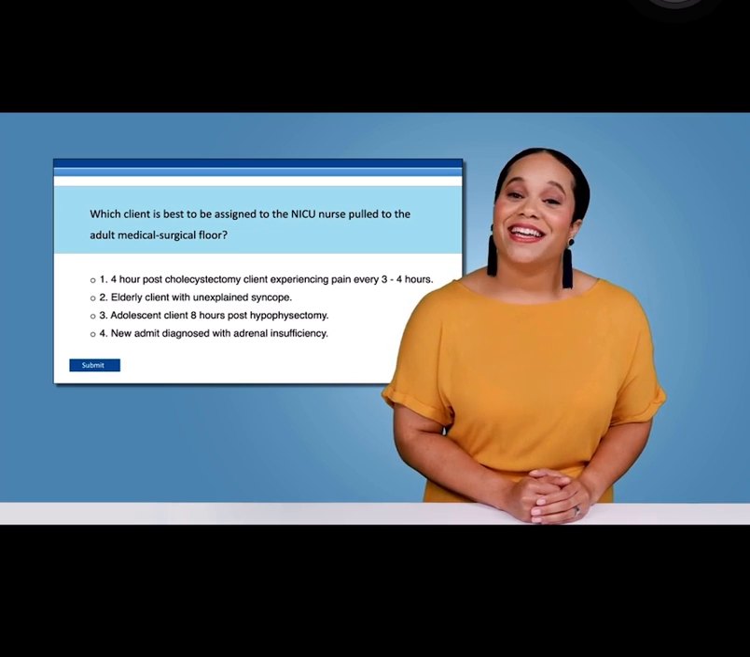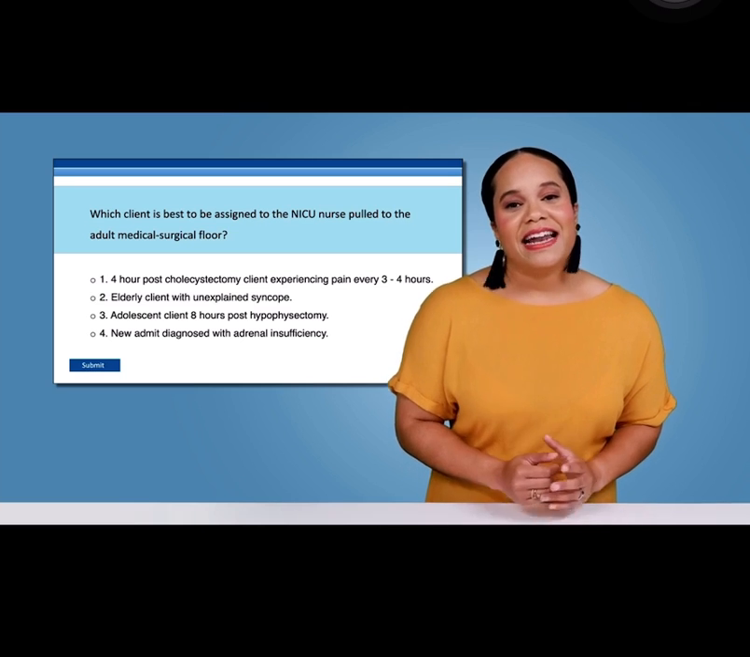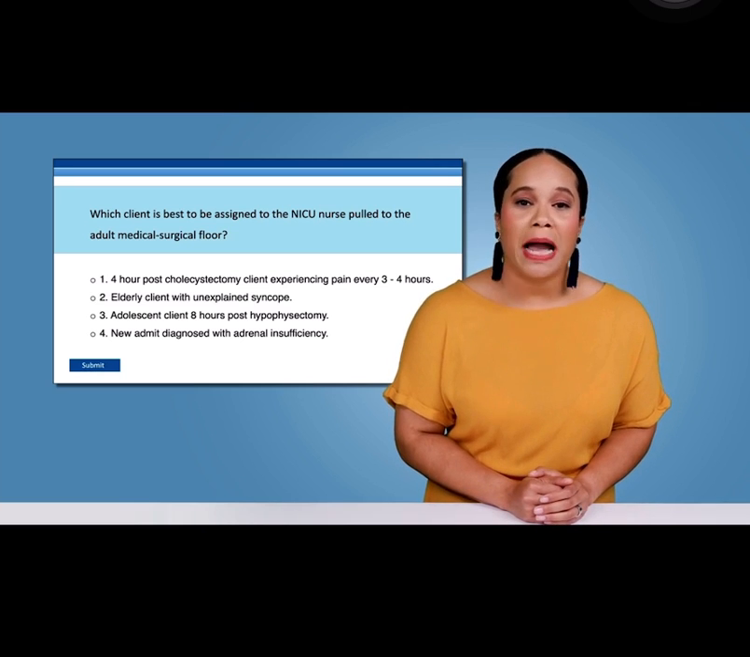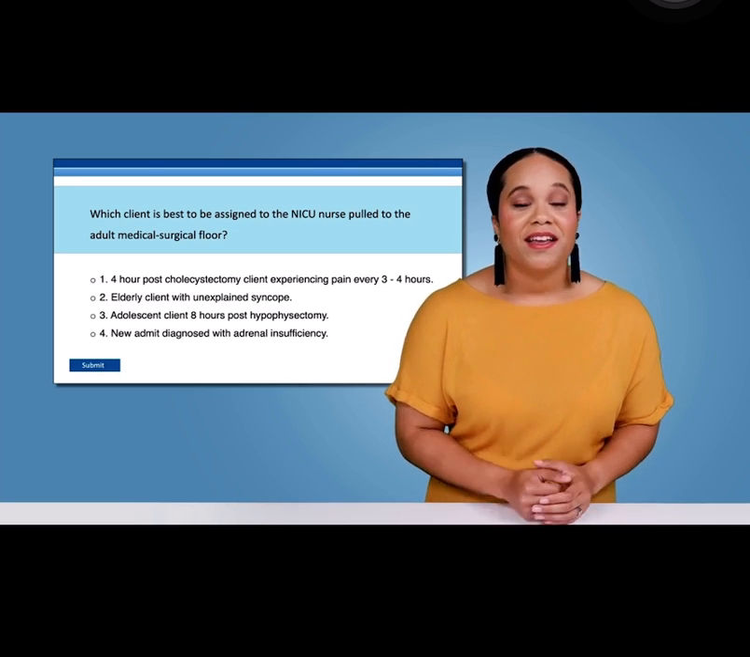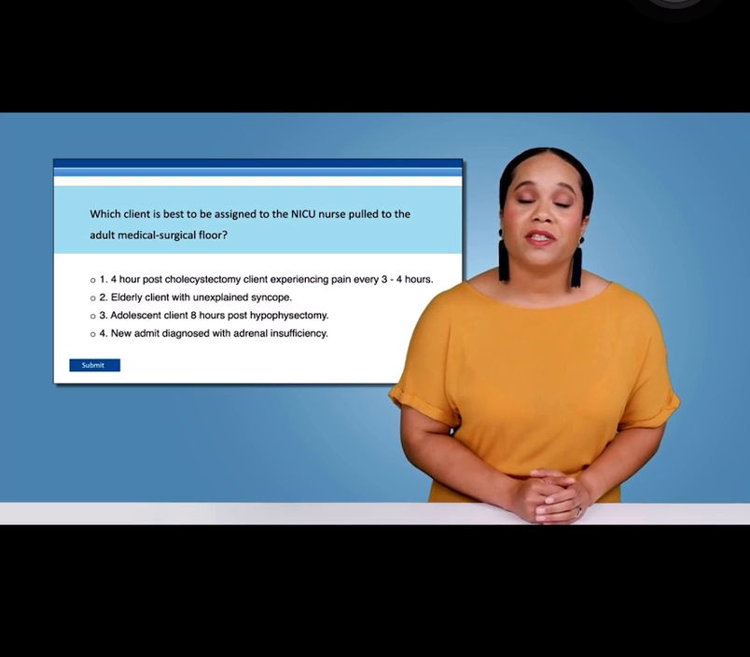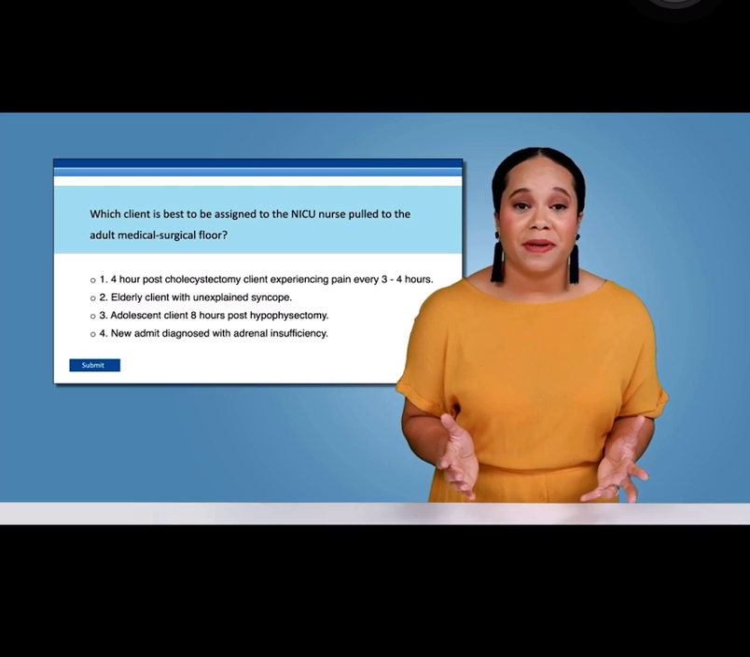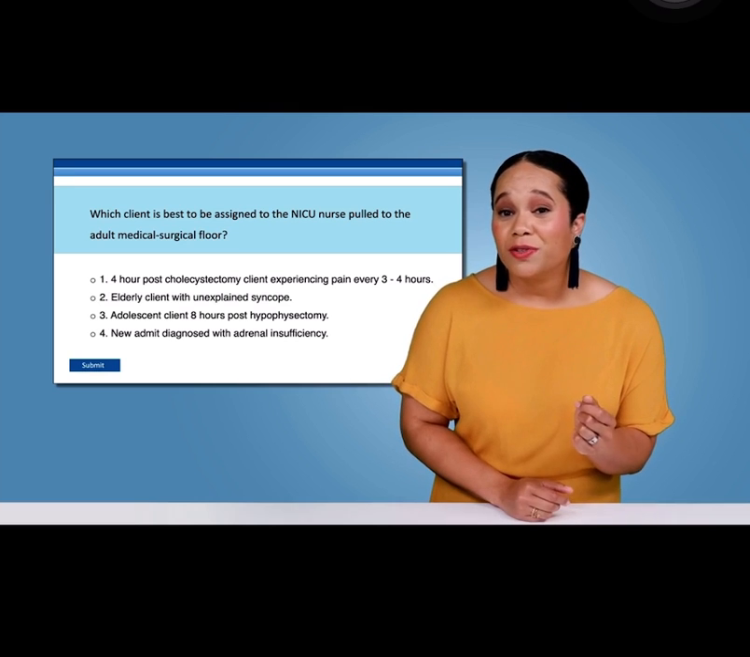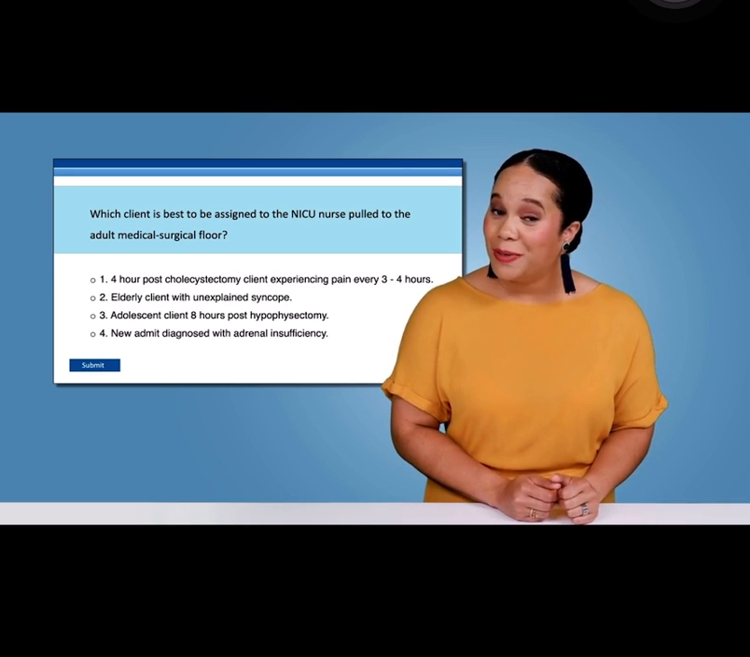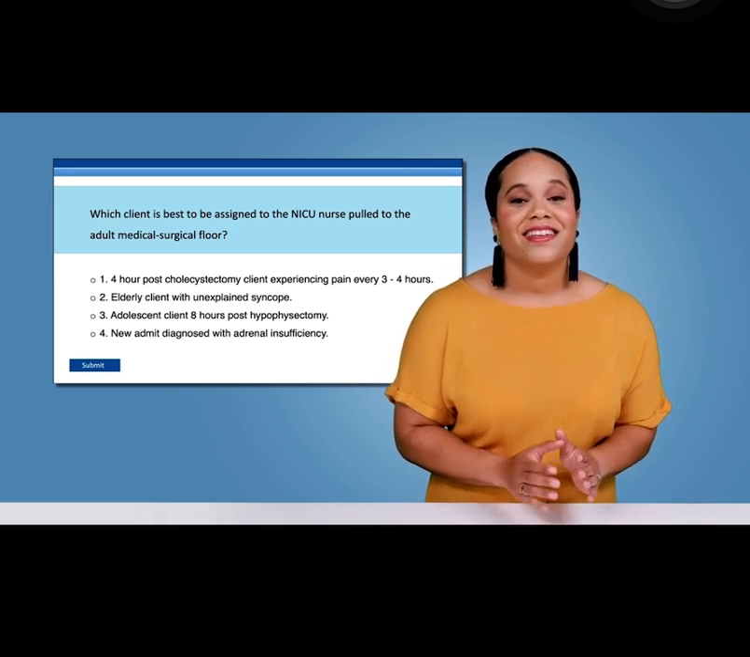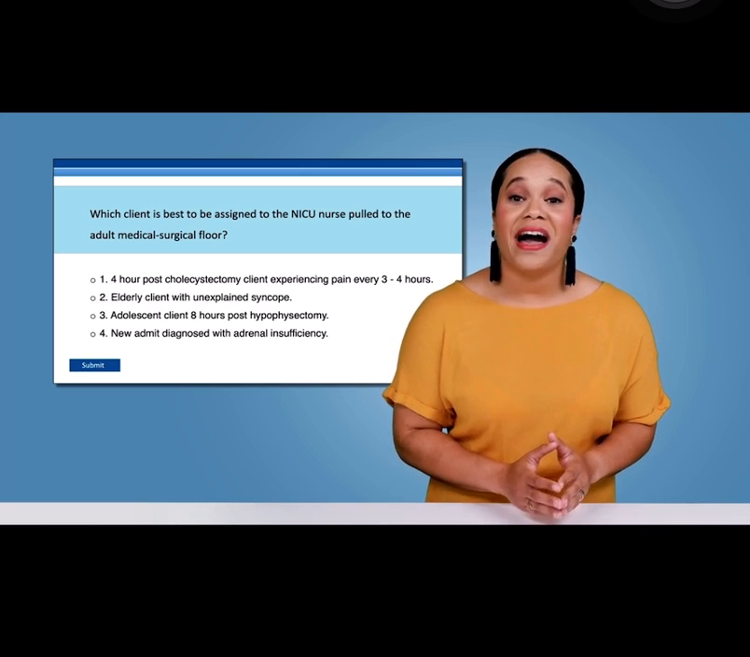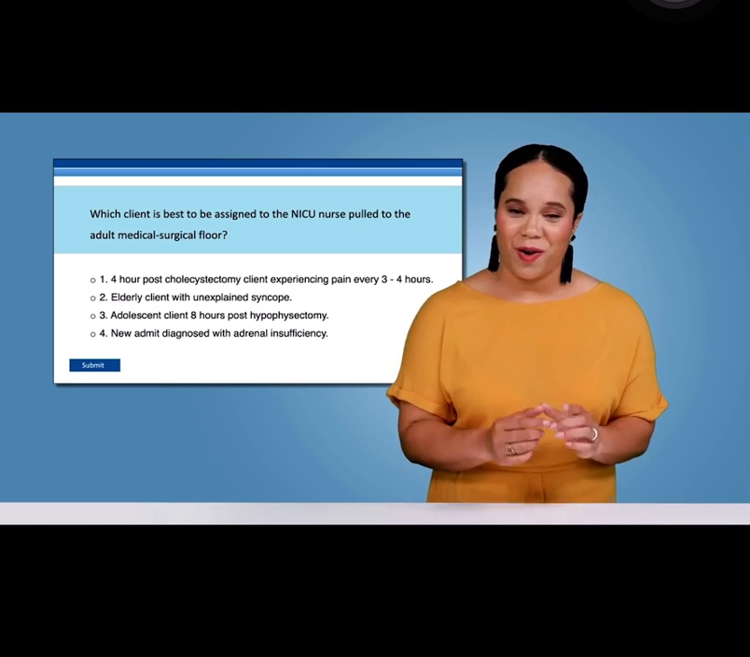Now, let's look at number 3. Adolescent client, 8 hours post-hypophysectomy. This client is at risk for developing diabetes insipidus. Sinus surgery is a little close to my pituitary gland. This client is better cared for by the experienced nurses on the unit.